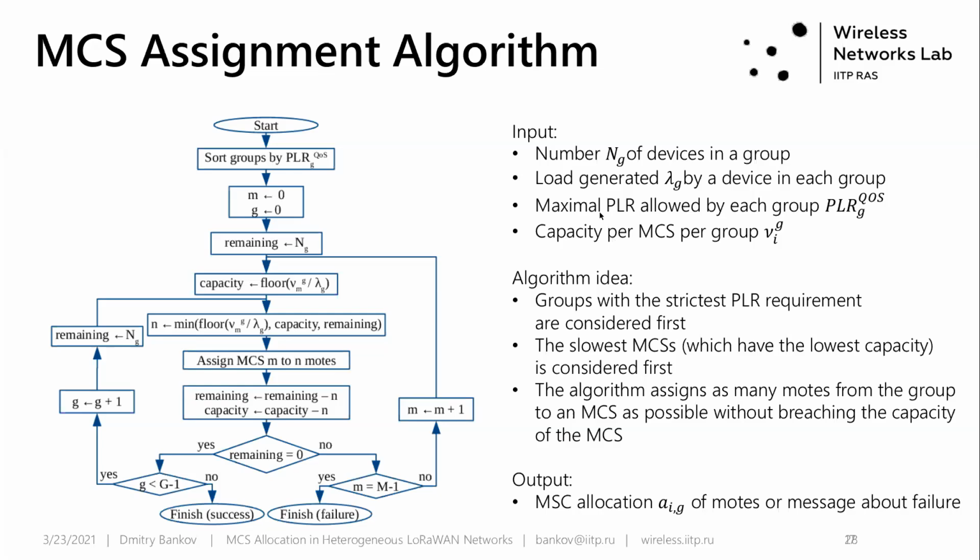So the idea of this algorithm is to sort the devices of different groups by their packet loss ratio requirement. We sort these devices in ascending order. So we firstly consider devices which require the lowest PLR, which have the strictest PLR requirements.